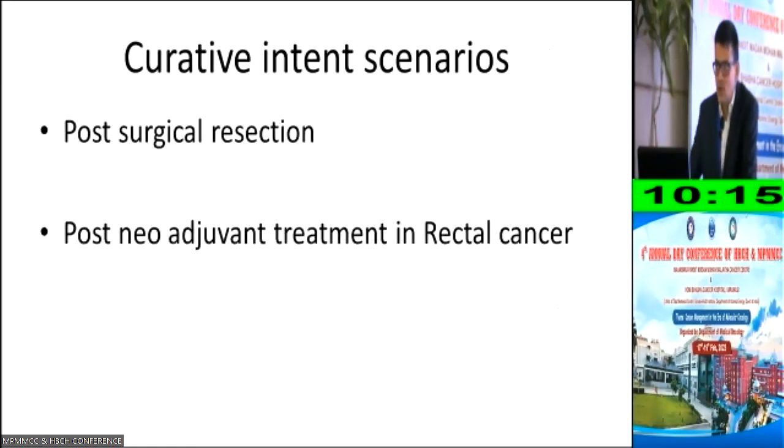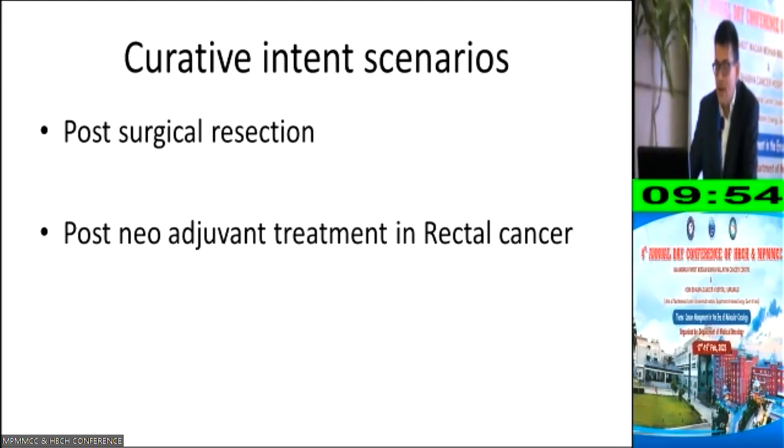Now, let us go to the curative intent scenarios, that is post-surgical resection, and also neoadjuvant therapy, which is of a lot of interest for us in rectal cancer, especially with the dostarlimab data, which actually showed that a large majority of the patients, if they have MSI-high, don't need further treatment if they are on immunotherapy.